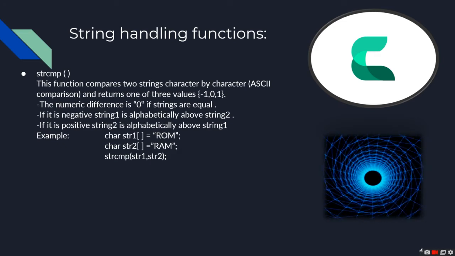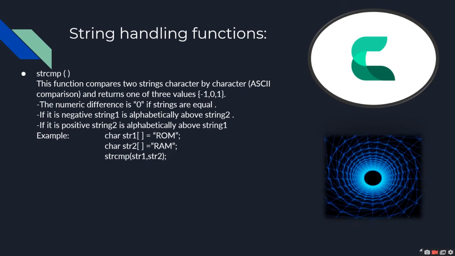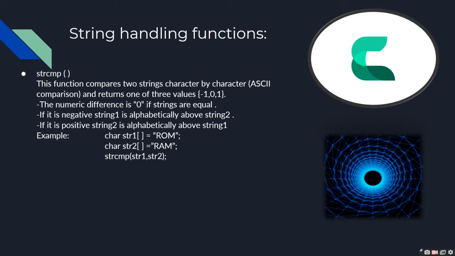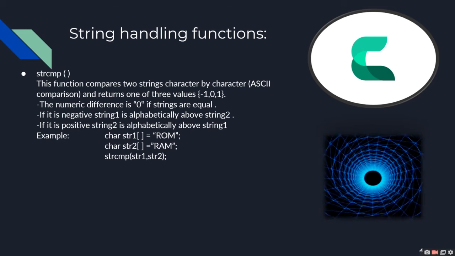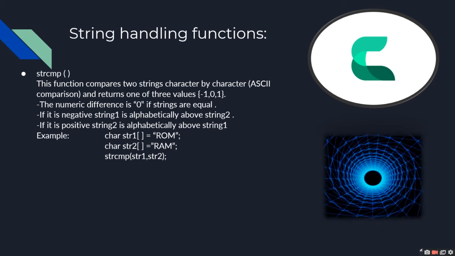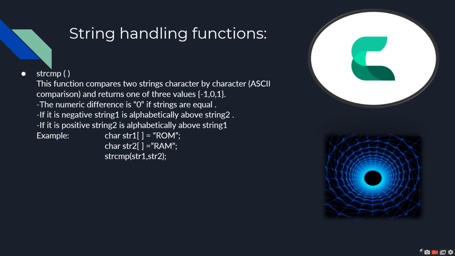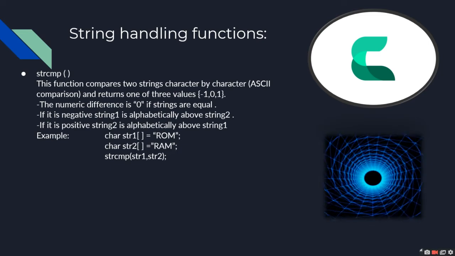strcmp. This function compares two strings character by character and returns one of three values. The numeric difference is 0 if strings are equal. If it is negative, string 1 is alphabetically above string 2. If it is positive, string 2 is alphabetically above string 1. Example is shown on the screen.